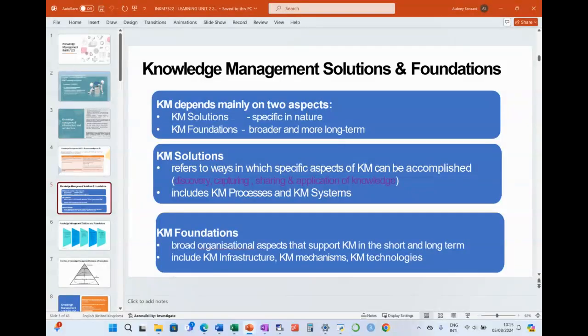Okay, so knowledge management foundations, what are they saying there? What are they saying there? So then they say broad organizational aspects that support knowledge management in the short and long term include knowledge infrastructure and knowledge management mechanisms and technology.